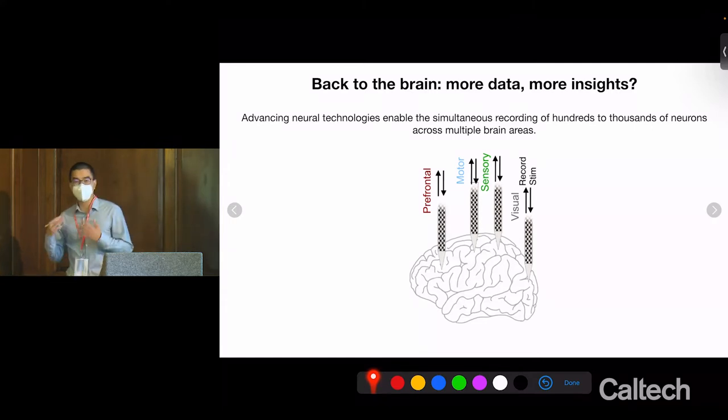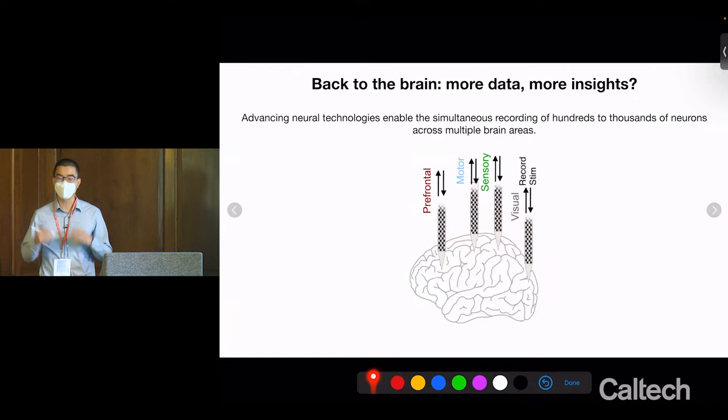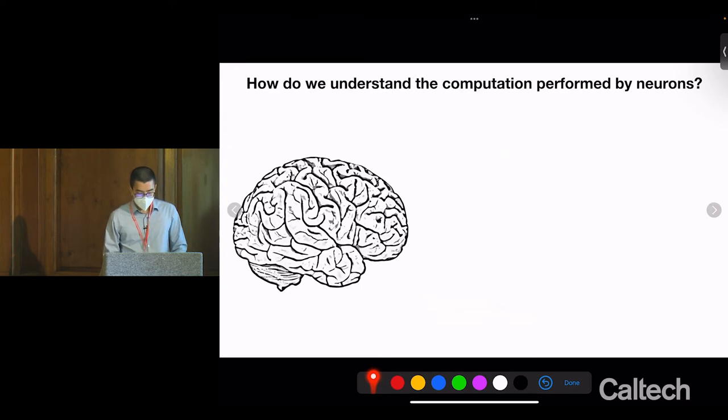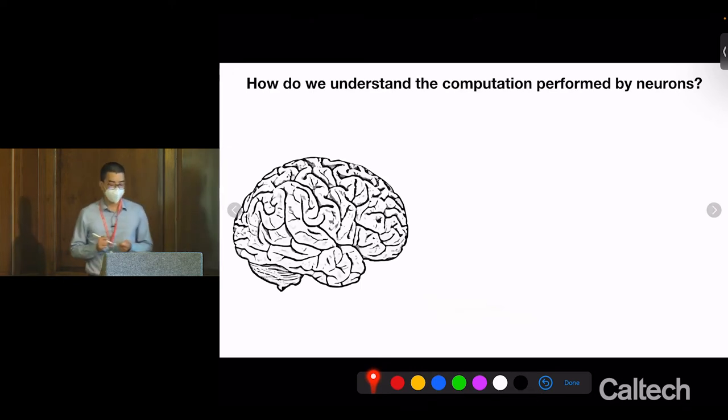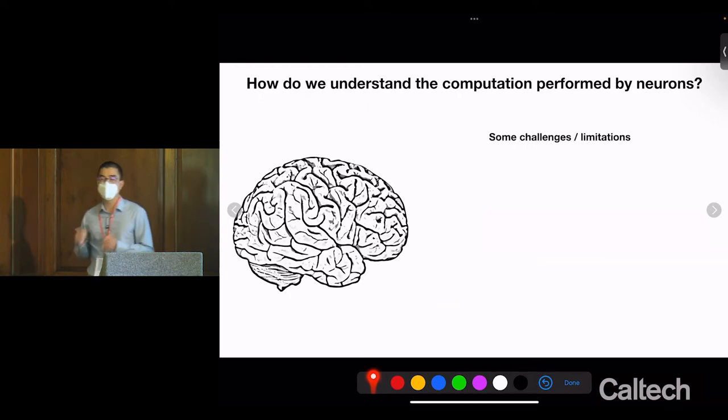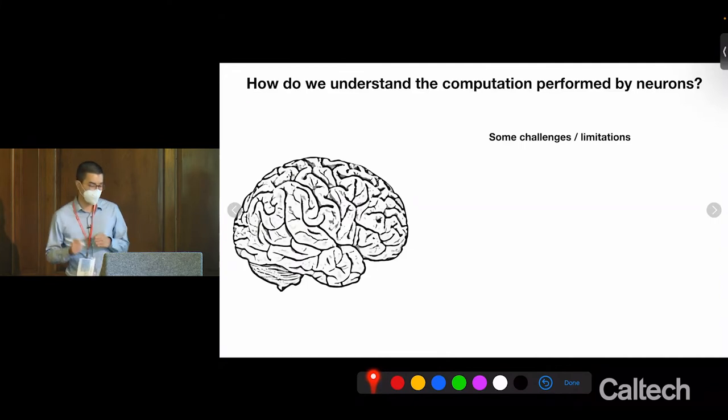There is this thought that as we record more and more data, that'll lend insights into the computations that the brain is performing. But we know that there's another bottleneck, which is the computational bottleneck. How do you make sense of the increasing amounts of data that we are recording? And so how do we understand the computation performed by neurons in particular brain areas from this data? Well, there are some challenges and limitations to the data that we record.